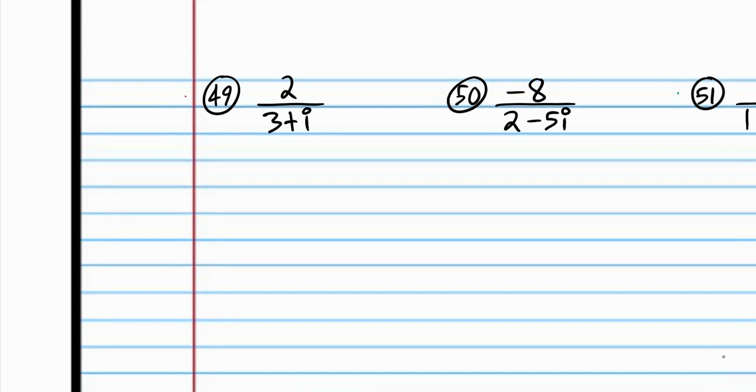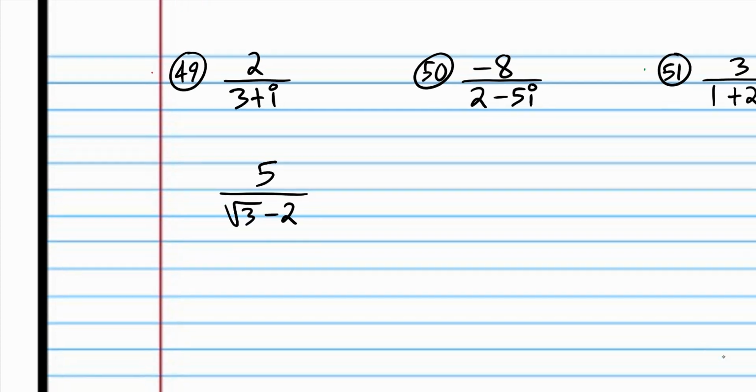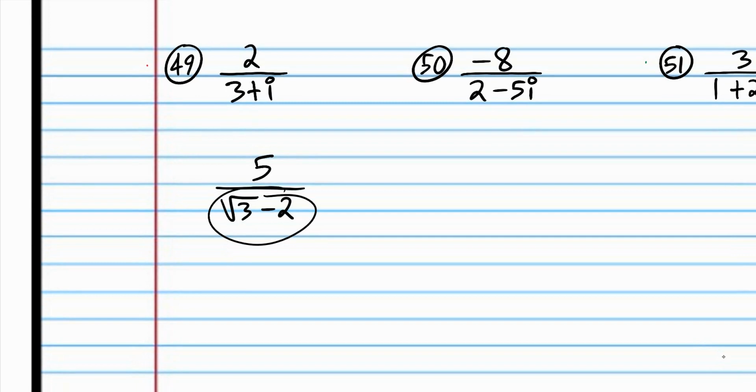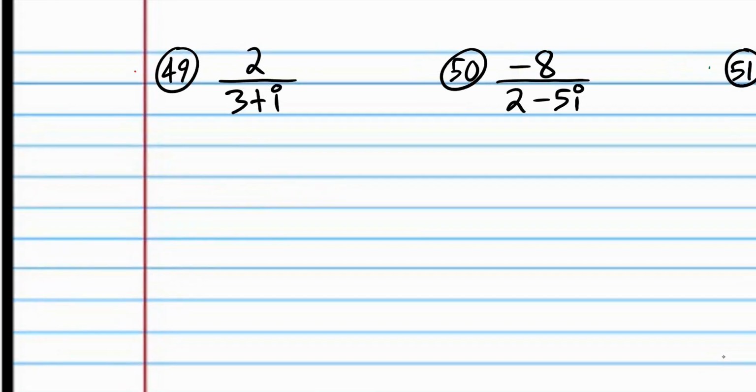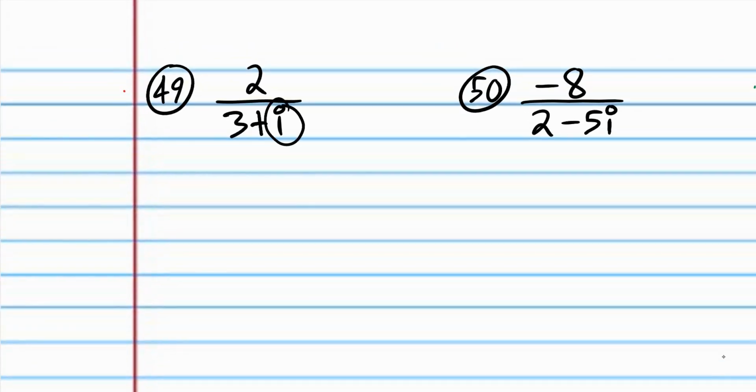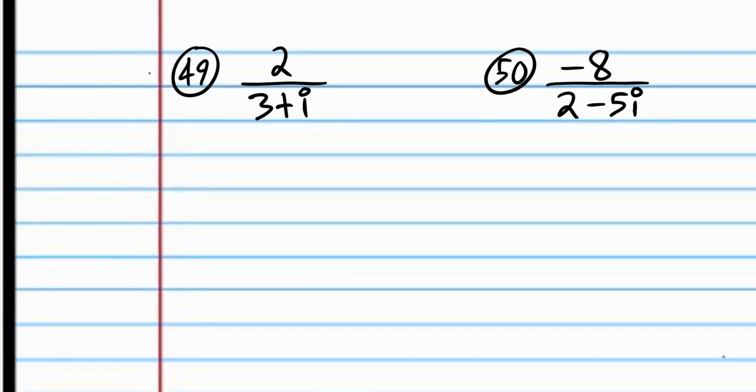Okay, so here's the deal. Remember when we had an expression like this with a root, like root 3 minus 2. We didn't like roots in the denominator, so we got rid of that root in the denominator. Well, we have a similar situation here. It's not that we really care that there's an imaginary number in the denominator. But we do like to write complex numbers in this form.